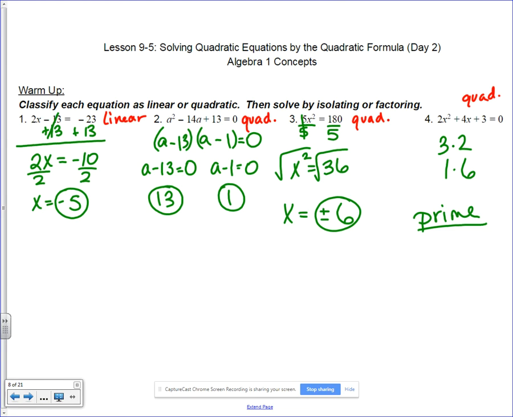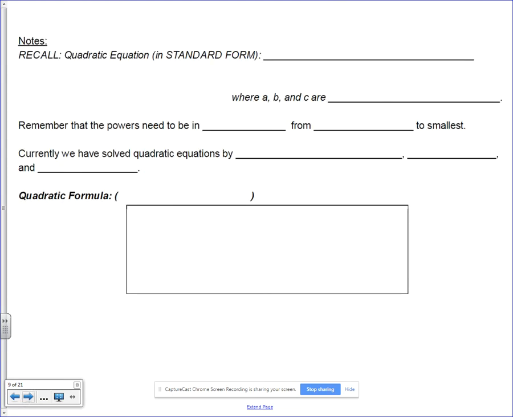Okay. So let's get some notes in here. Tell me again what's standard form. Standard form of a quadratic equation. It's got to be written in that way. What are A, B, and C? They are just numbers. And we worked with those numbers yesterday, right? You have to remember that the powers need to be in order from largest to smallest. If they're not, you need to put them in that order.